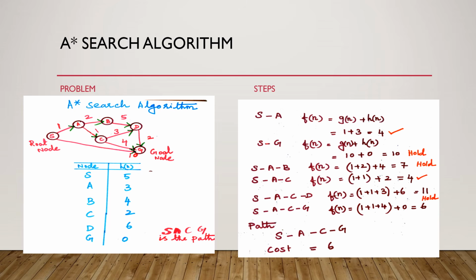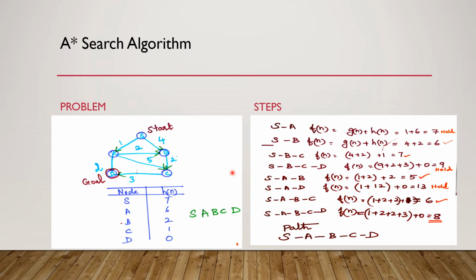So now we can see another problem, the same kind of problem. For easy understanding, you can work out more problems and get a better idea. Now this is the tree structure. So what are all the nodes available? S, A, B, C, D.